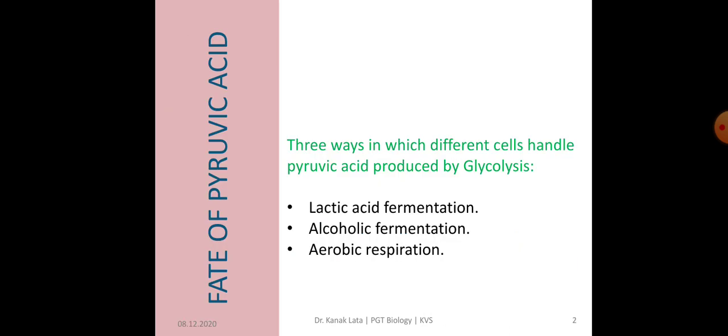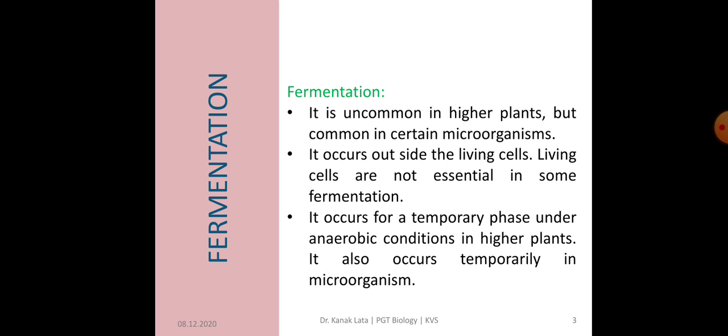There are three ways in which different cells handle pyruvic acid produced by glycolysis. So let us see what the three ways are. The three ways are lactic acid fermentation, alcoholic fermentation and aerobic respiration. Fermentation takes place under anaerobic conditions in many prokaryotes and unicellular eukaryotes. Now let us discuss fermentation.